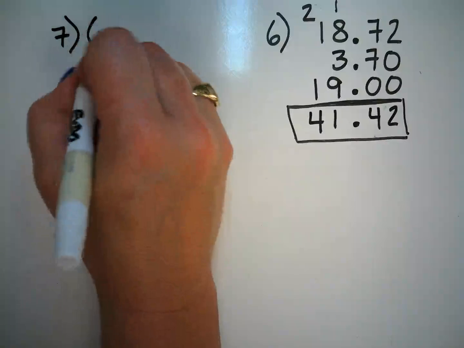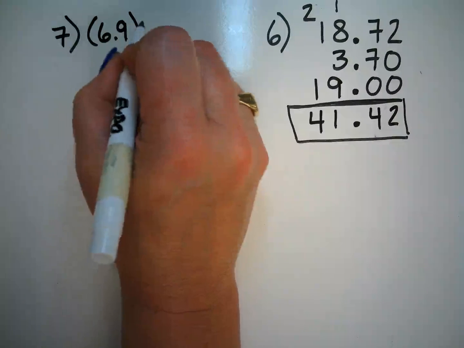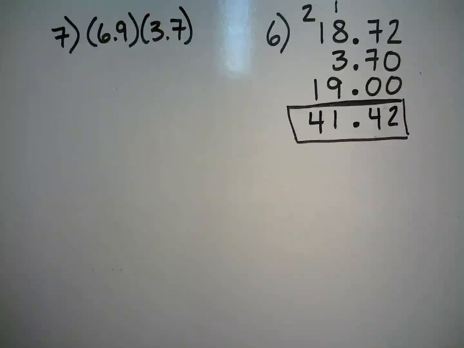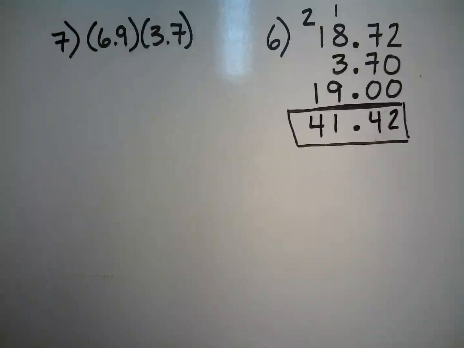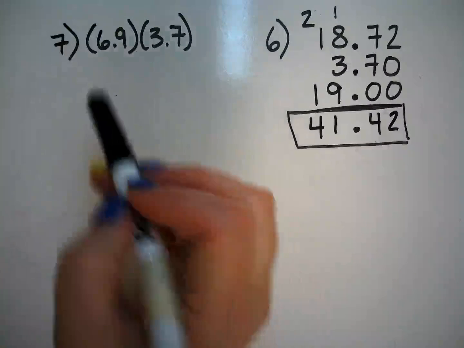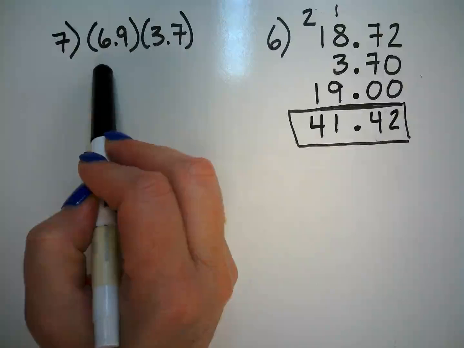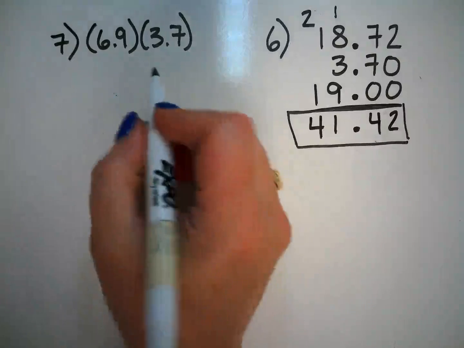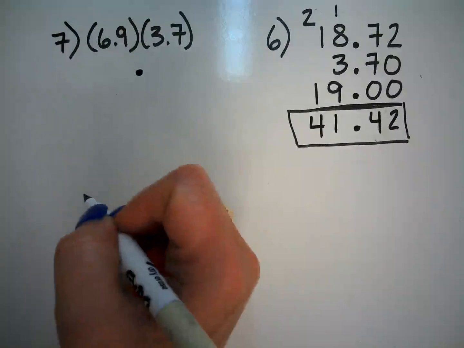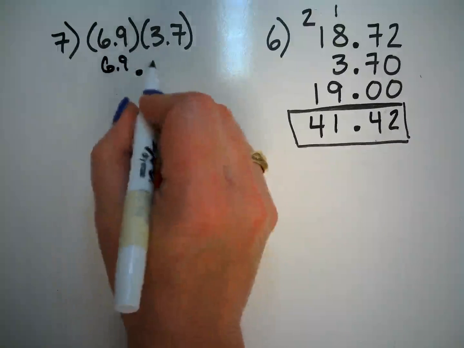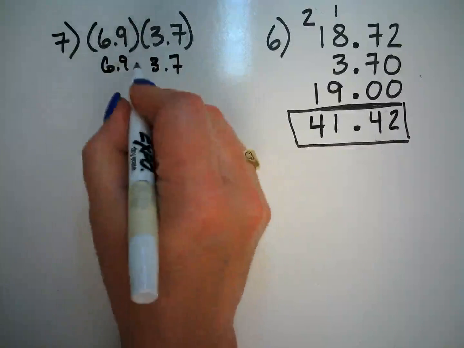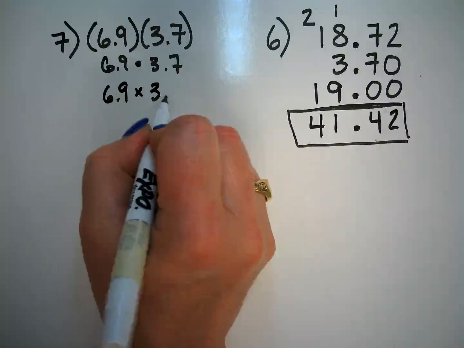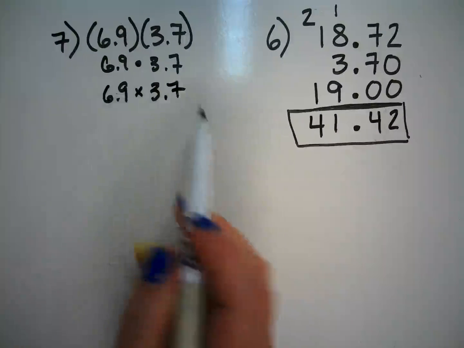7 is 6.9 times 3.7. And you may ask me, why is that times? I don't see a multiplication symbol here. And what I will say is that anytime you see two numbers in parentheses side by side and there's no operation indicated, we assume multiplication. So this is definitely a multiplication problem. If there was a dot between them, it would be a multiplication problem. Like that. If there was an X between them, it would also be multiplication. Any of those are the exact same problem.